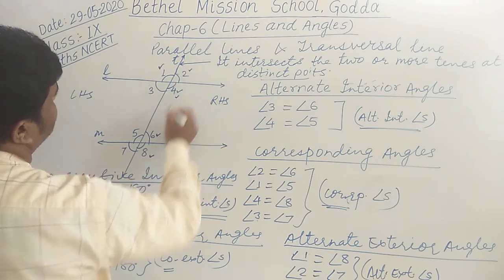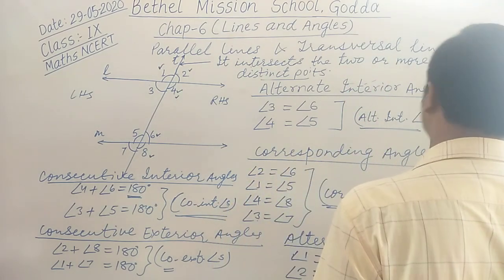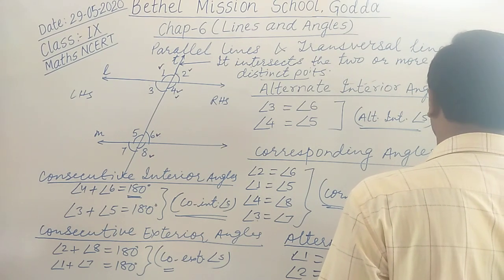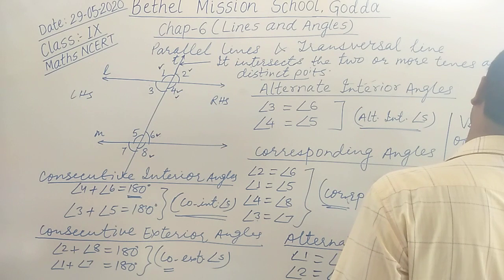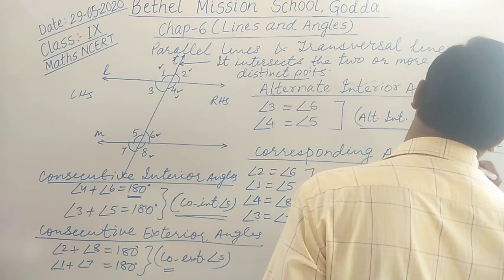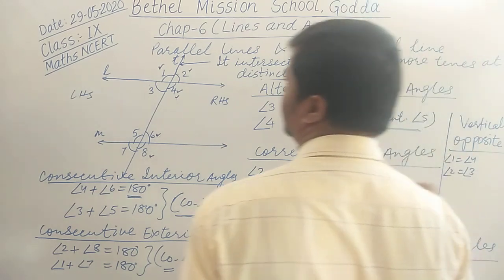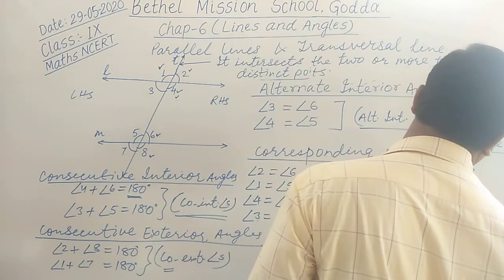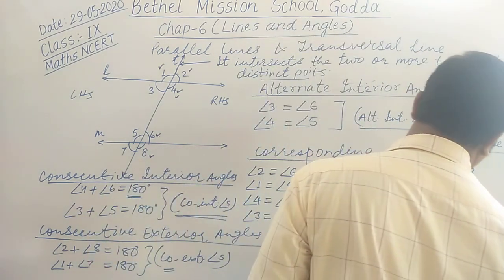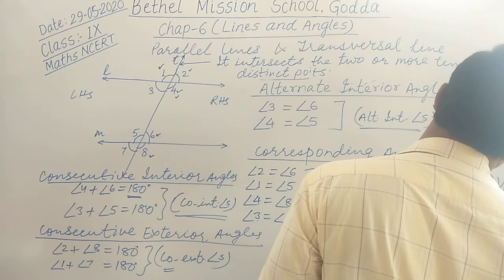Angle 1 and angle 4, these are called vertically opposite angles, and that we have already discussed. Vertically opposite angles: angle 1 equal to angle 4, angle 2 equal to angle 3, angle 5 equal to angle 8, angle 6 equal to angle 7. These are vertically opposite angles.